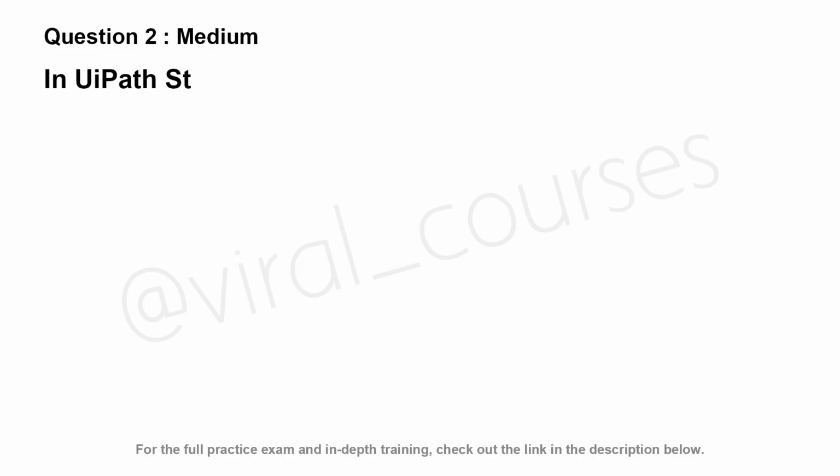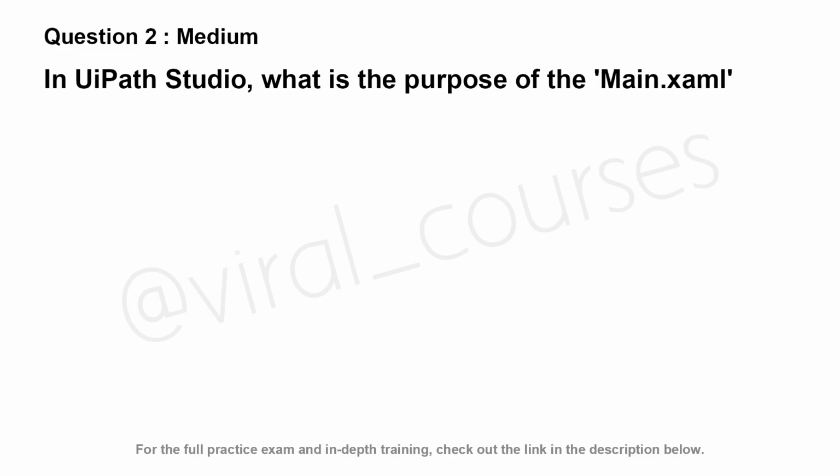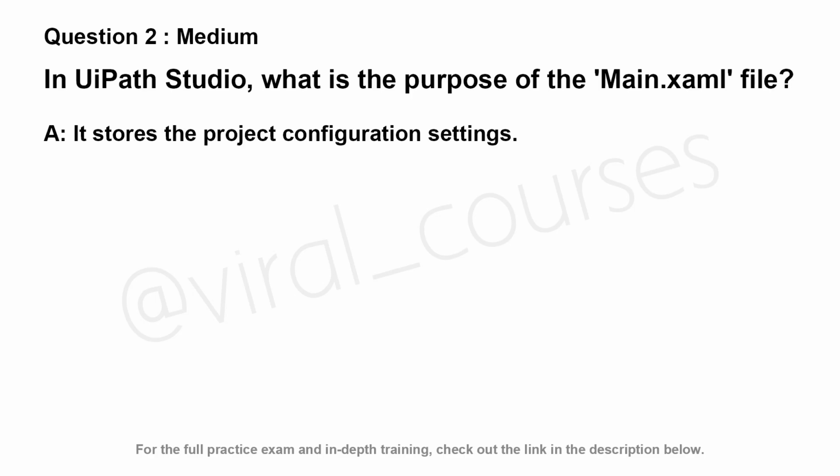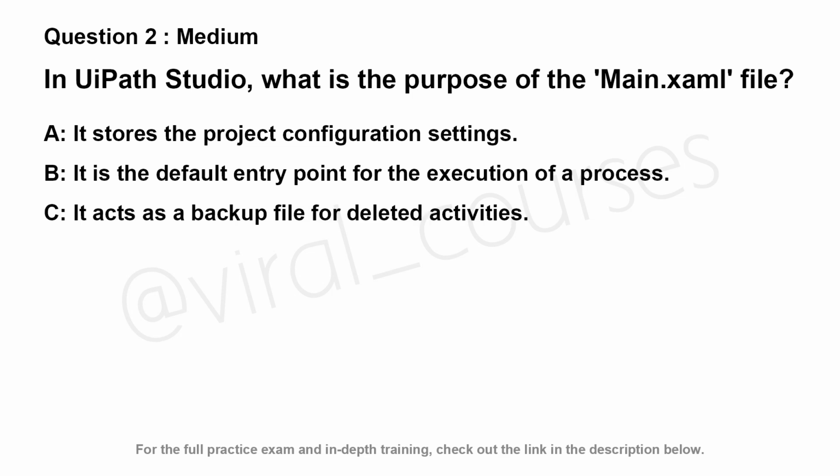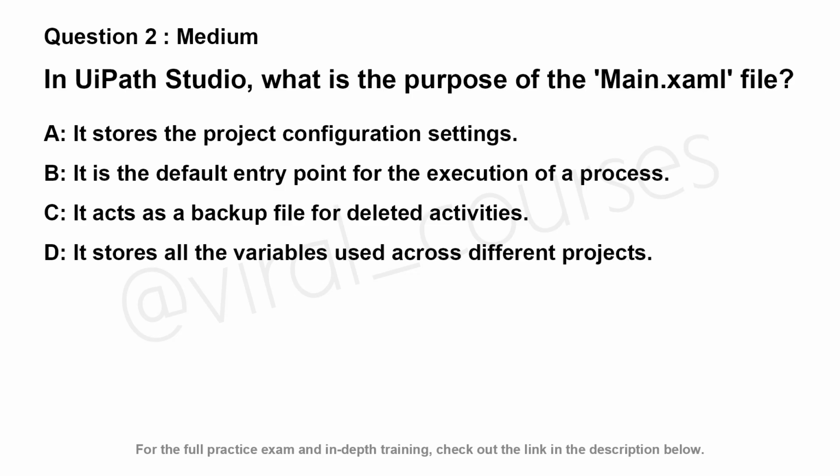In UiPath Studio, what is the purpose of the main XAML file? Option A. It stores the project configuration settings. Option B. It is the default entry point for the execution of a process. Option C. It acts as a backup file for deleted activities. Option D. It stores all the variables used across different projects.